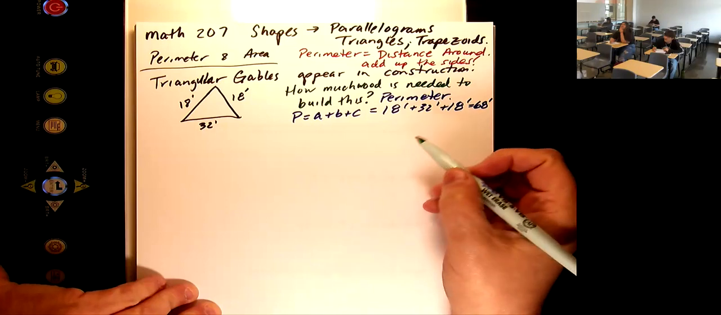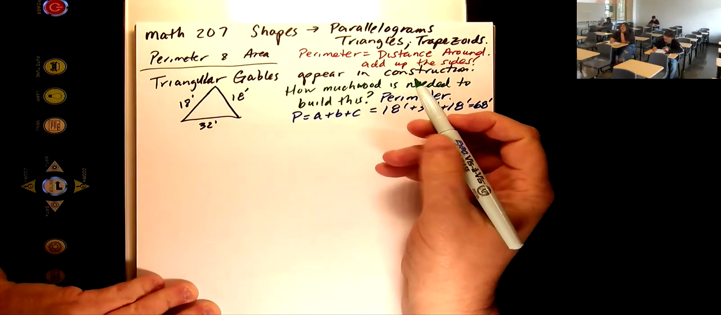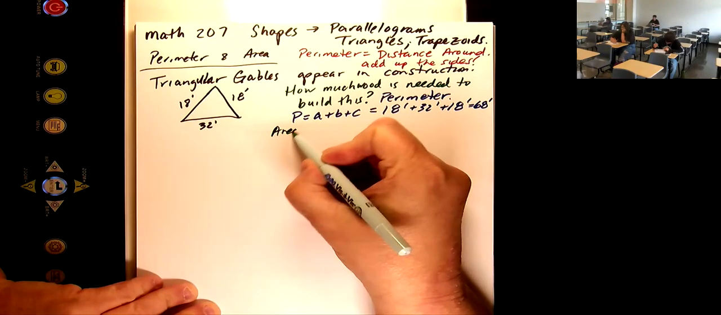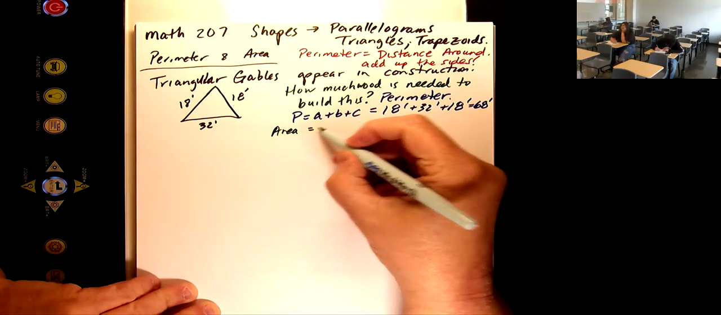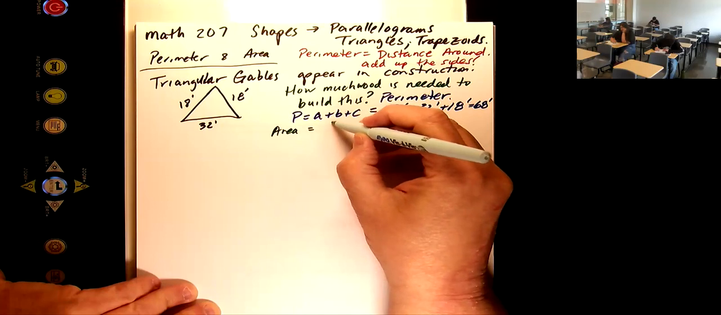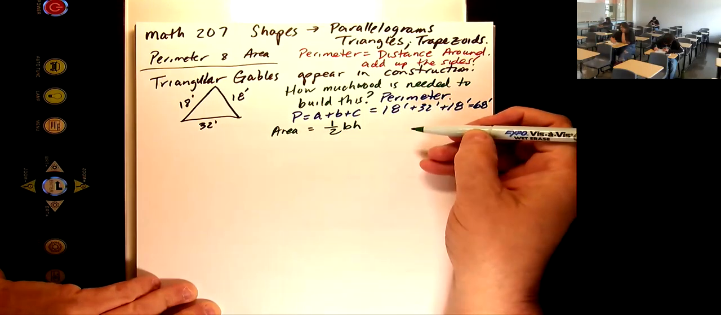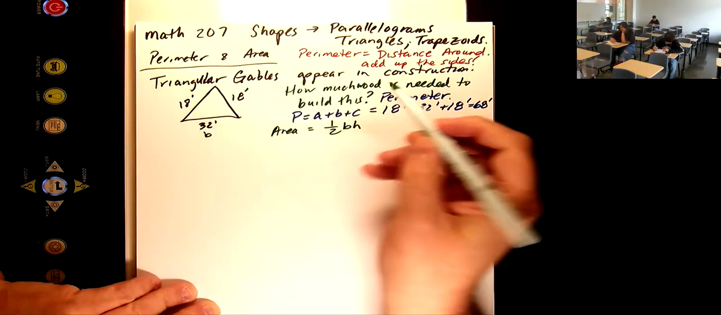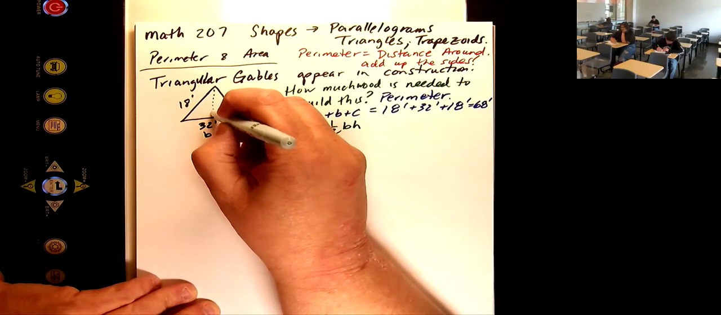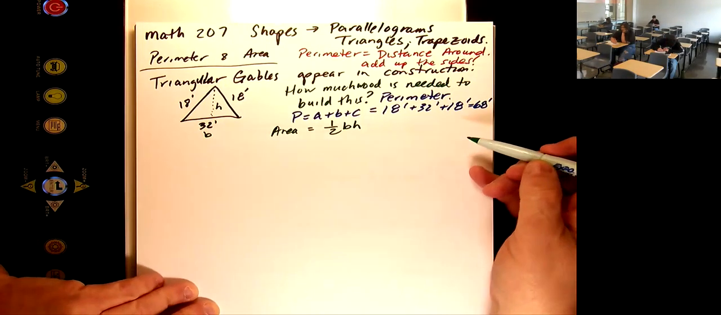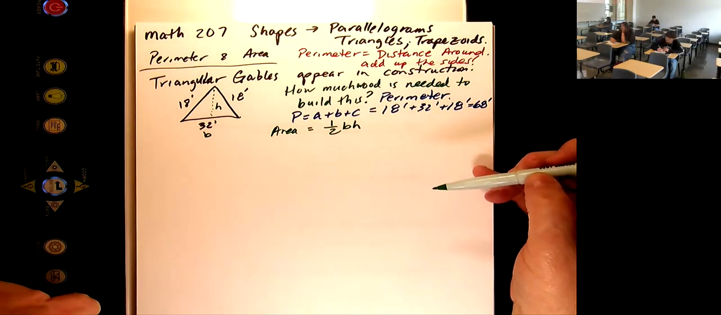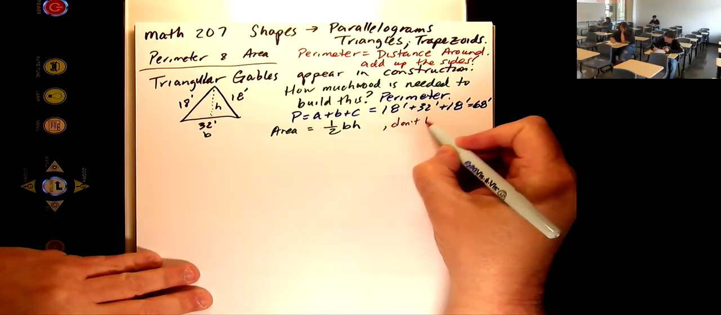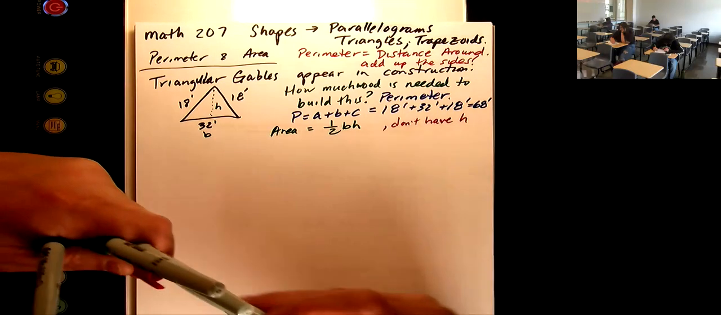Even though we don't really need area for gables, we're going to talk about what the area of the triangle is. So area of a triangle is 1/2 base times height is one of the options, where B is the bottom and H is this distance right here. In this case, we don't have H right now, so we have to use a backup.